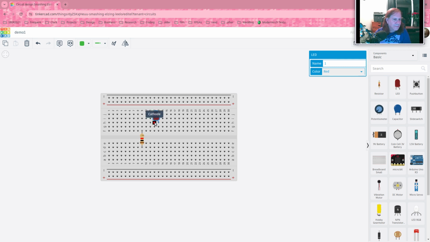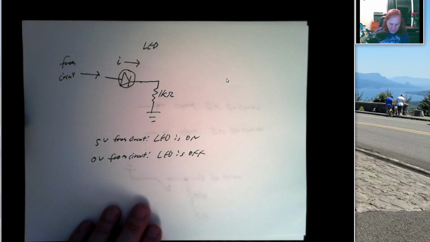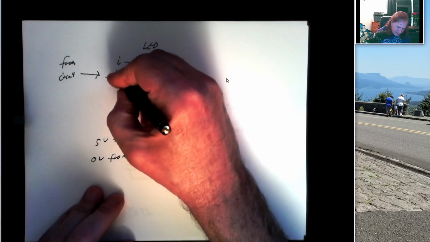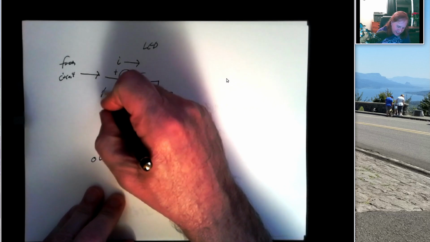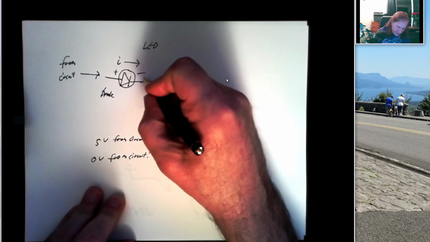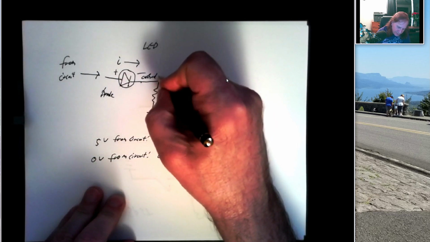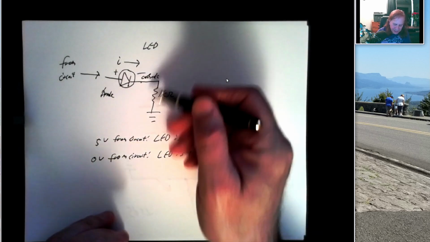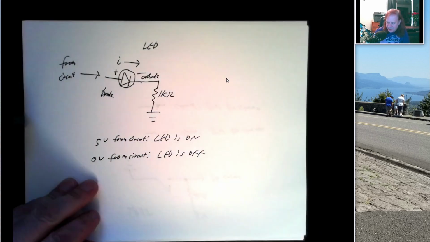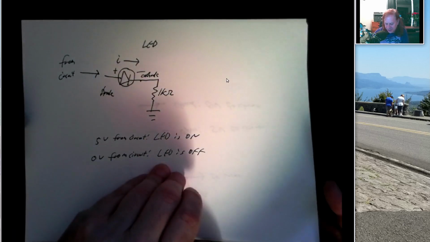And so cathode is the negative end of the LED. Anode is the positive end. So if we go back to our picture of an LED circuit, right, this is the positive end, this is the negative end, so this is the anode, and this is the cathode. So if I want to build my circuit, I'm going to take the cathode, hook it up to a 1K resistor, and hook the other end of the resistor up to ground.